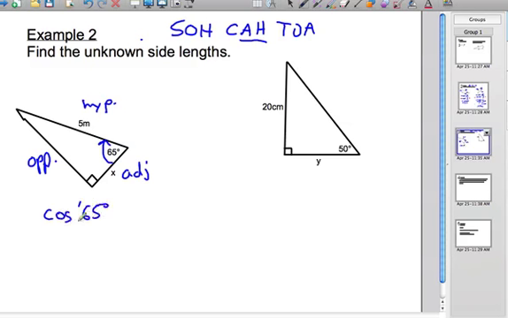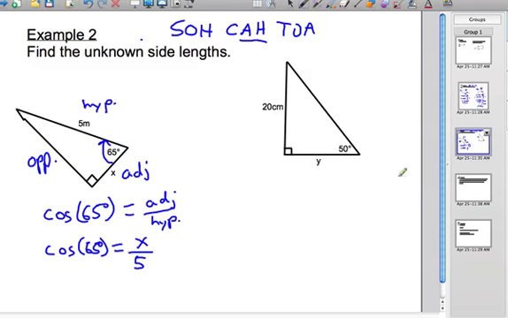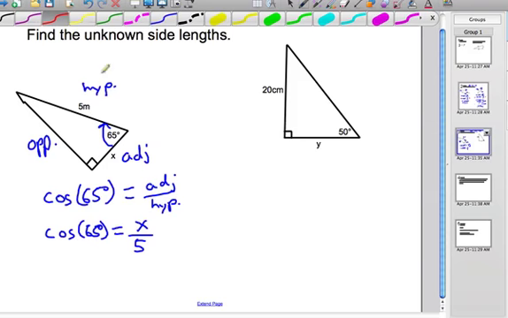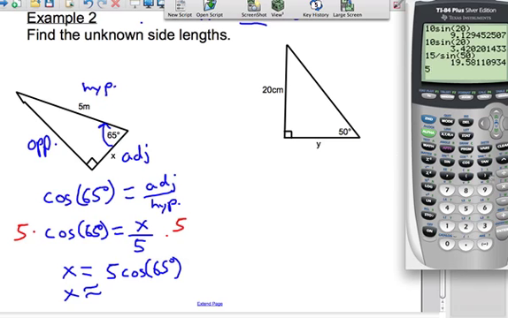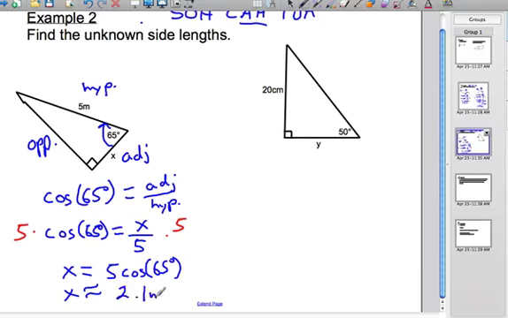So we have cosine 65 degrees equals adjacent divided by hypotenuse, which equals x over 5. This is the equation we need to solve, so we're going to solve by multiplying both sides by 5, and we get x equals 5 cosine 65 degrees. We're going to use our calculator to get the approximate answer. So 5 times cosine 65 equals approximately 2.1, which kind of makes sense in our diagram here. It should be less than 5. So that's going to be 2.1 meters.